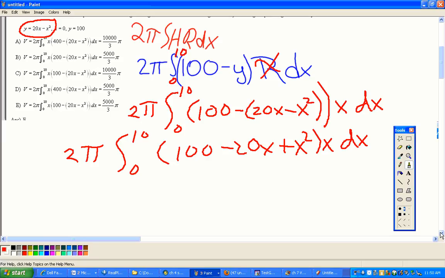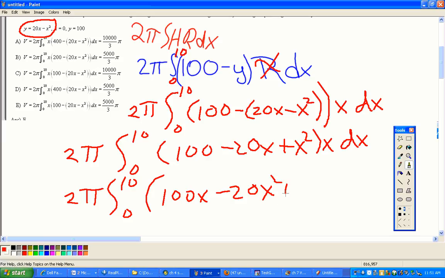So the x would go through: 2 pi, 0 to 10, 100x minus 20x squared plus x to the third power dx. Because that negative times that negative makes him positive. So he is x cubed once this x comes through. Was that your question, Dakota?